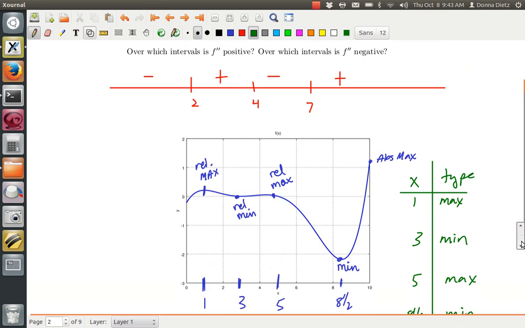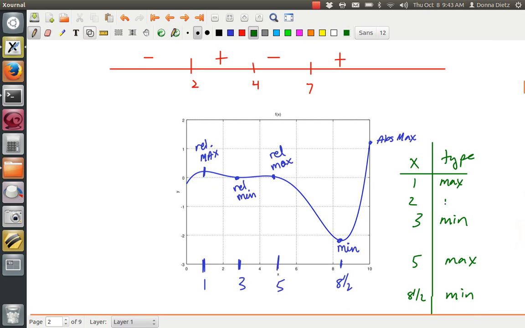Okay, and then drop in the PIs. Points of inflection is where the concavity switches. So at 2 we have a PI, at 4 we have a PI, and at 7 we have a PI. And that would have been optional if it were already labeled on the graph itself. So either one of those would have been fine.